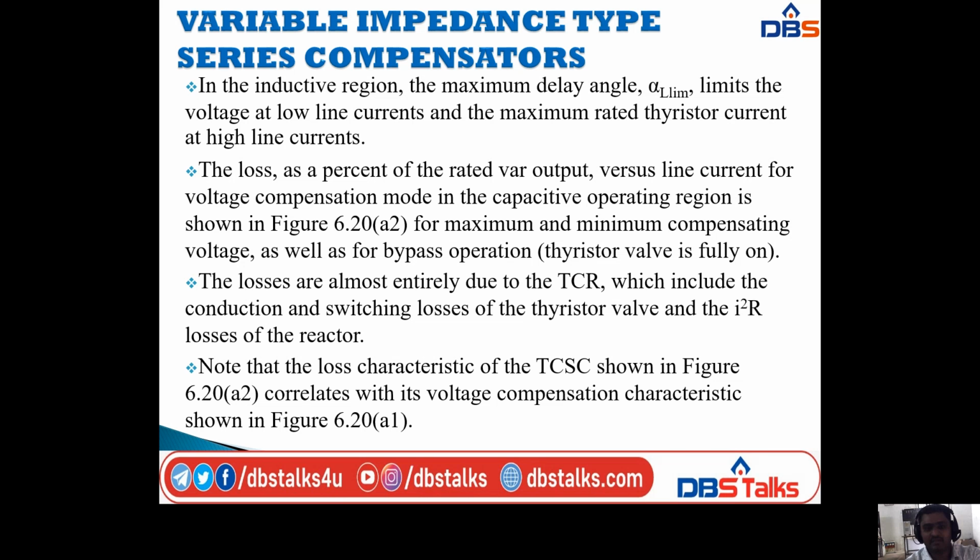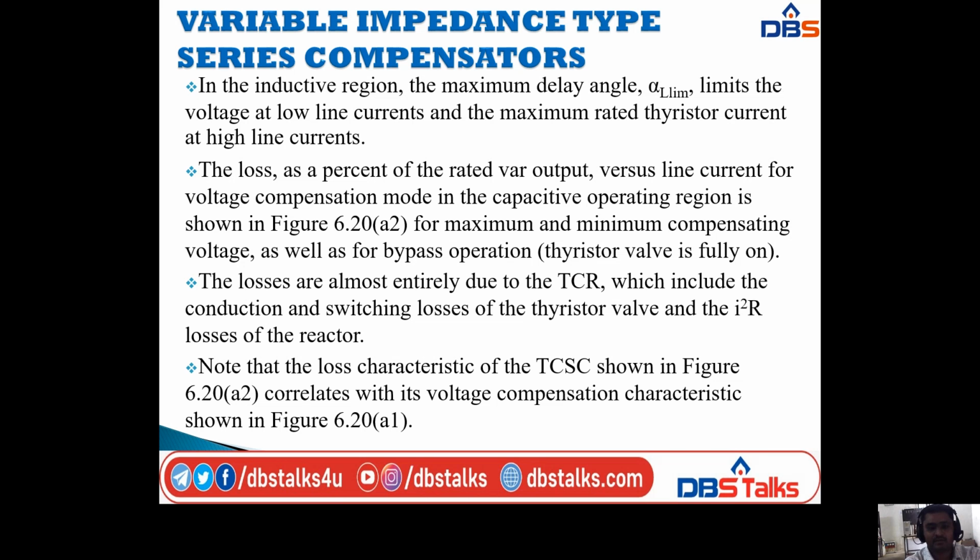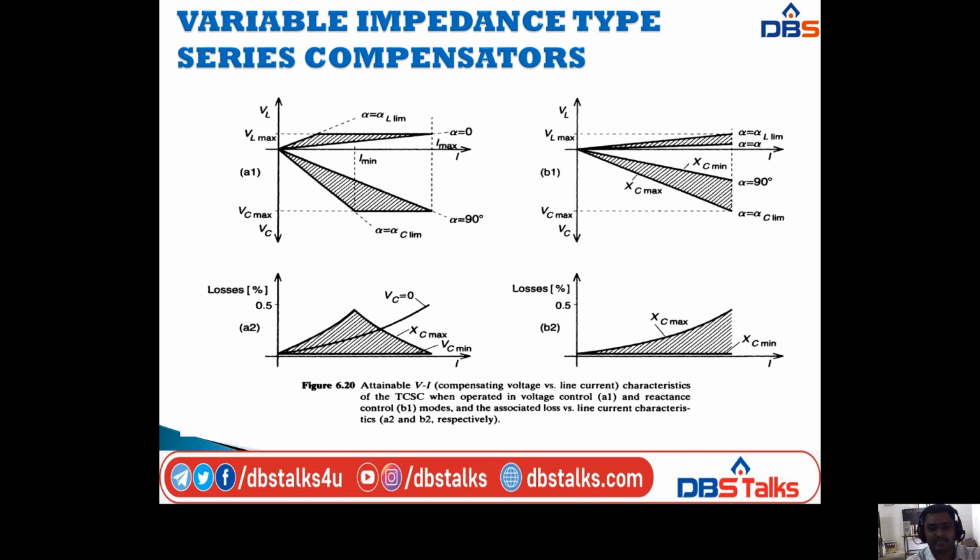So that means the loss, I am explaining about the A2 diagram, the loss as a percent of the rated VAR output versus line current for voltage compensation mode in the capacitive operating region is shown in the A2 diagram, that is this one. There is a loss versus line current characteristic diagram, for maximum and minimum compensating voltage as well as for bypass operation. Here we are considering the XC minimum, XC maximum and VC minimum, and VC is equal to 0.